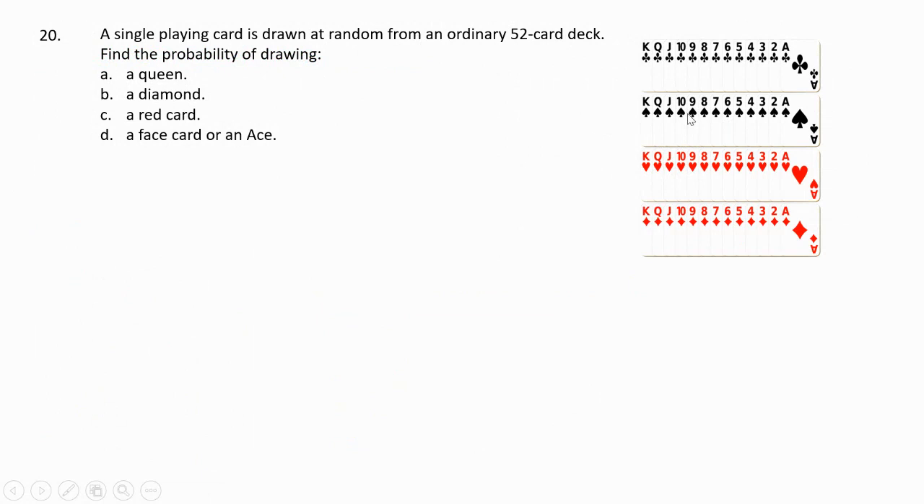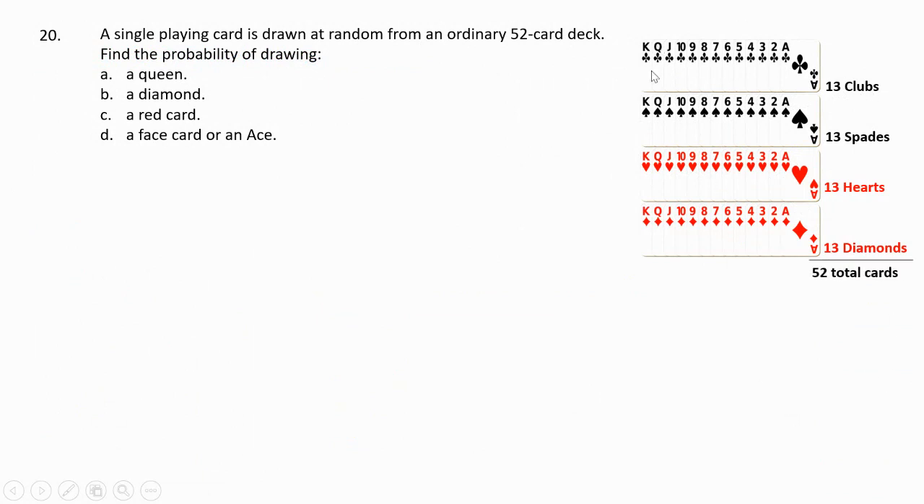People that don't play cards don't know what they look like. So these are called clovers or clubs. These are called spades. These are called hearts. These are called diamonds. So there's 13 of each. There's 13 clubs, 13 spades, 13 hearts, 13 diamonds. So we have a total of 52 cards.